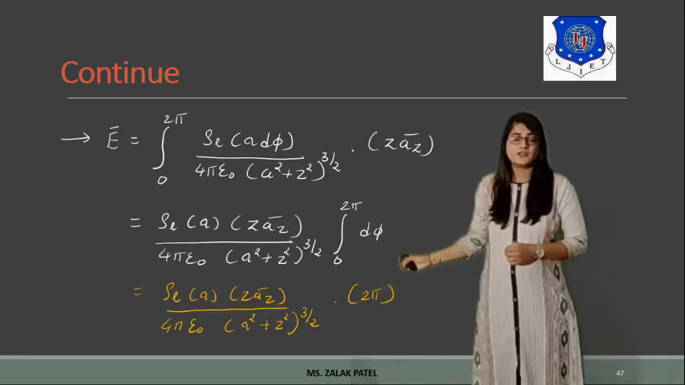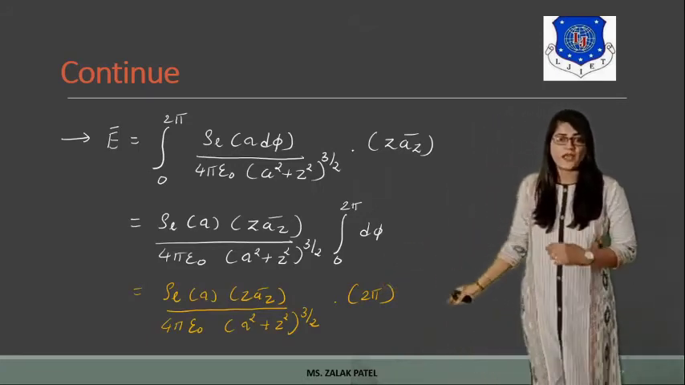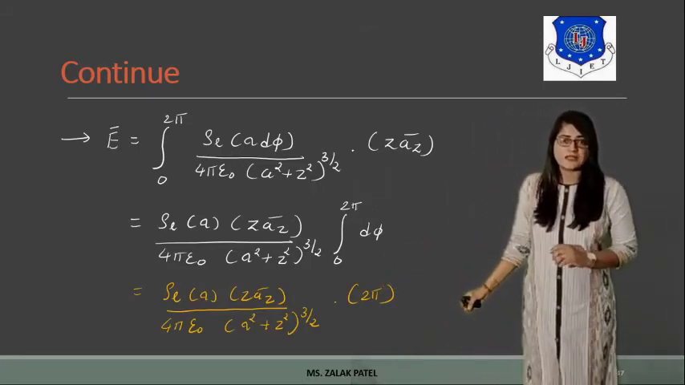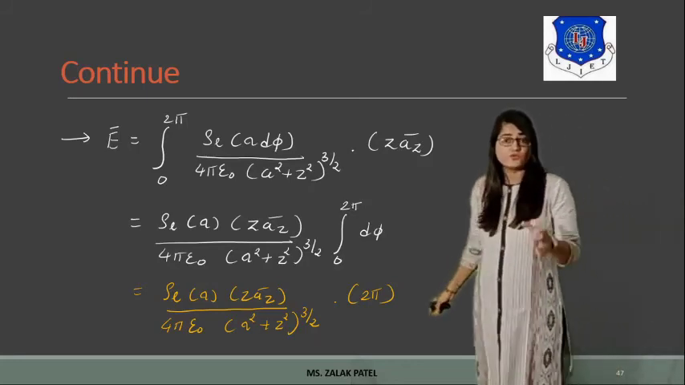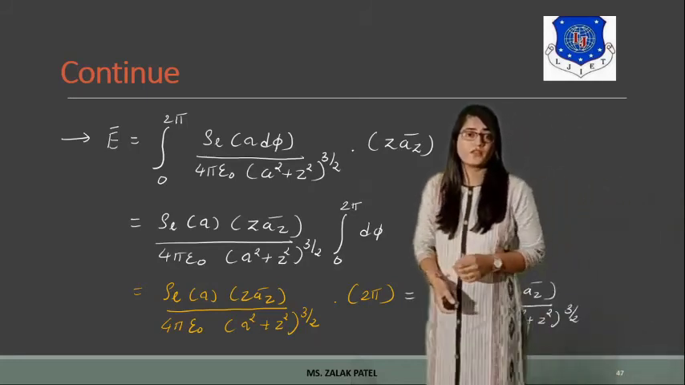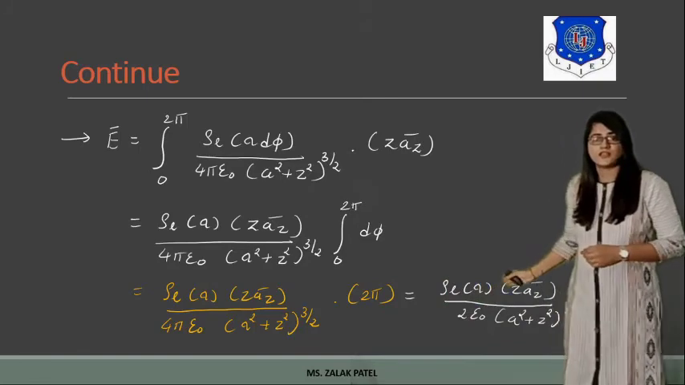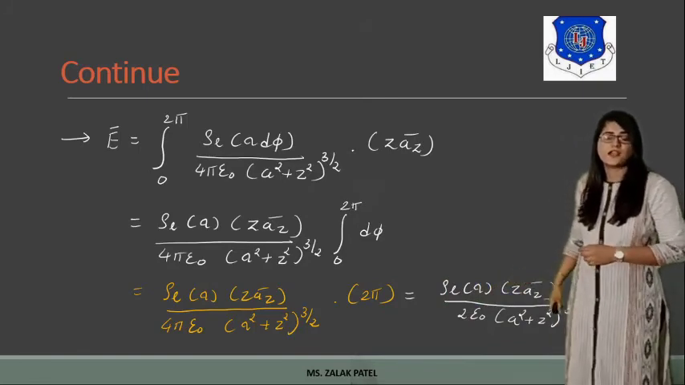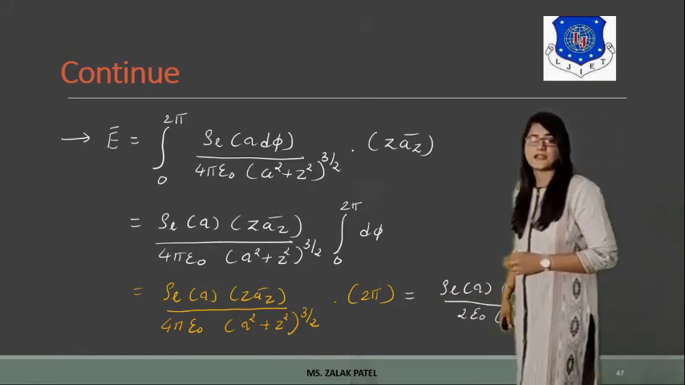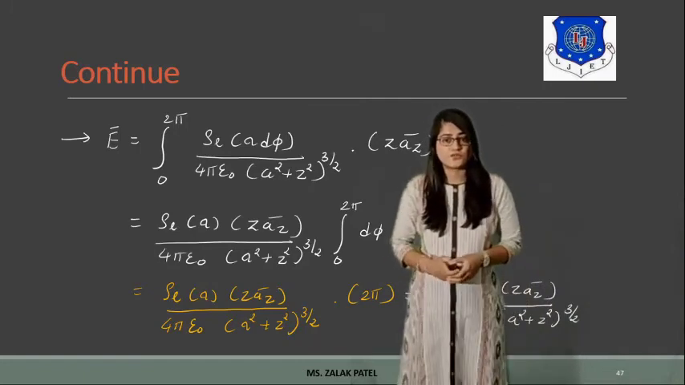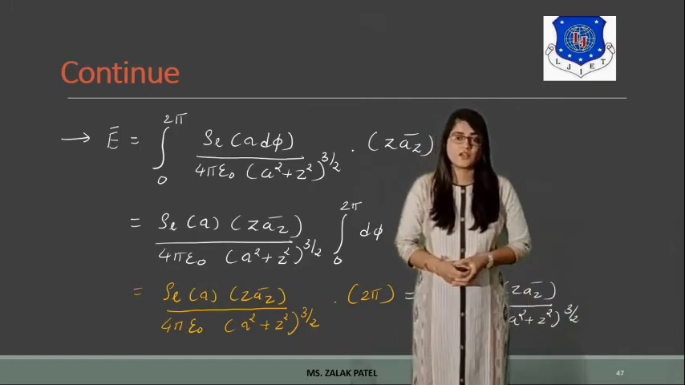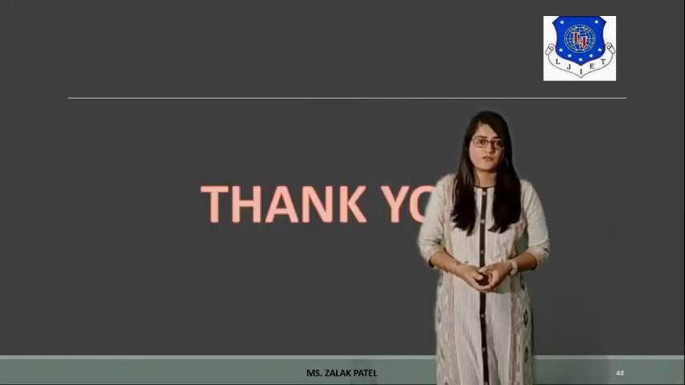Rho L into a z az upon 4 pi epsilon 0 into a square plus z square raised to 3 by 2, into 2 pi. So the electric field intensity is rho L into a z az upon 2 epsilon 0 into a square plus z square raised to 3 by 2. So this is the equation for electric field intensity due to the circular ring.